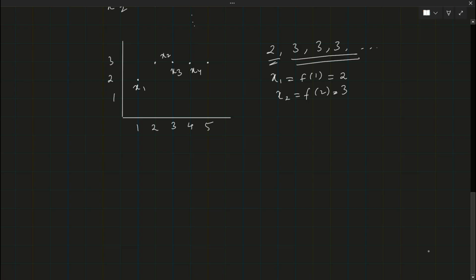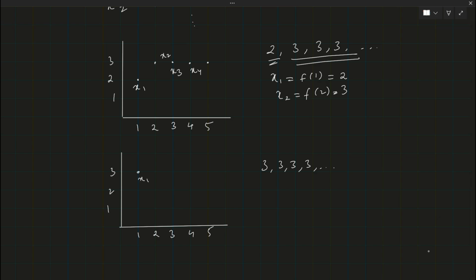Now let us plot some other sequence as well. Let's plot the sequence 3 3 3 3. All the terms are 3, right? So the first term x1 is 3, the second term x2 is 3, the third term x3 is 3, and so on. So this is the sequence 3 3 3 3.